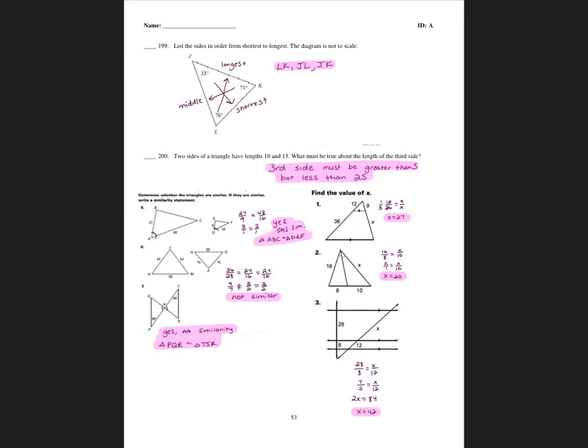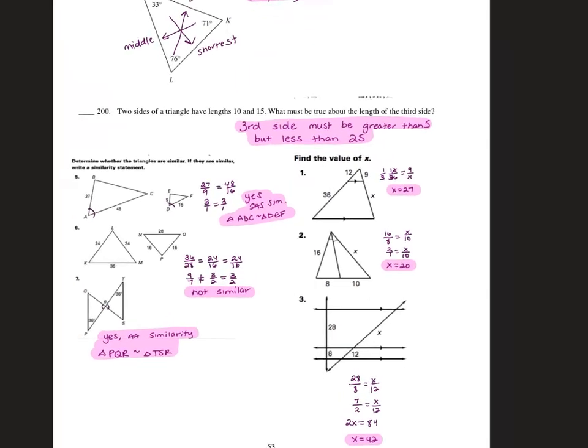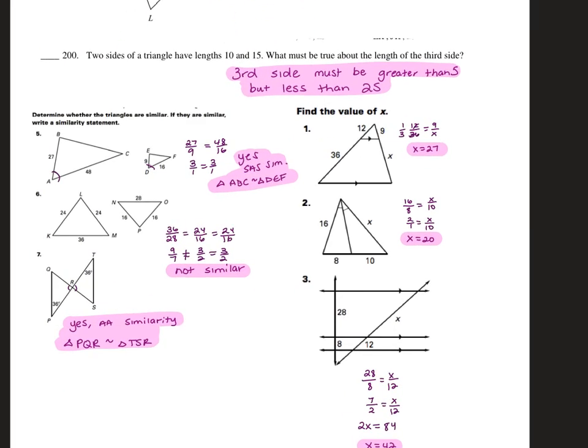And then 199, now you're talking triangle inequality. So remember, the largest side is opposite the largest angle. The longest side is opposite the largest angle. Smallest opposite the smallest. Okay. 200 is that the third side must be greater than the difference, but less than the sum. And then everything underneath it was from your proportional. So this is all from similar triangles on the left-hand side. Remember that there's angle-angle similarity, side-angle-side similarity, and side-side-side similarity.